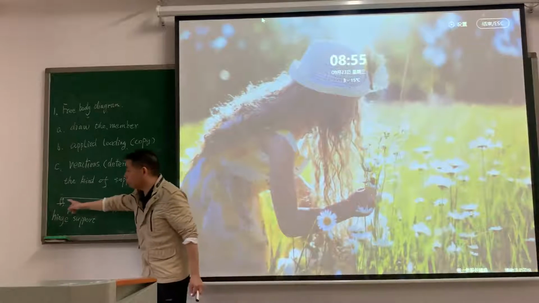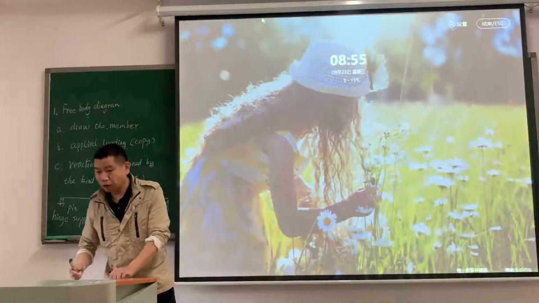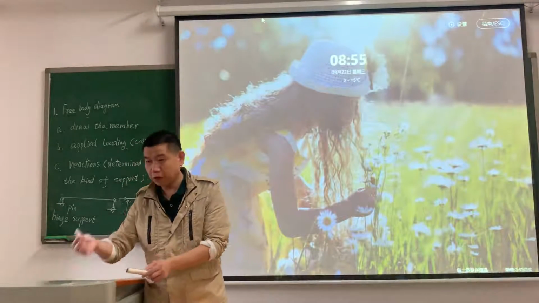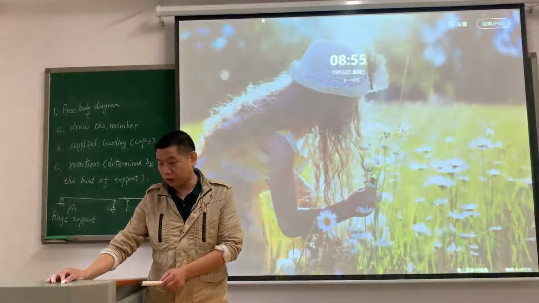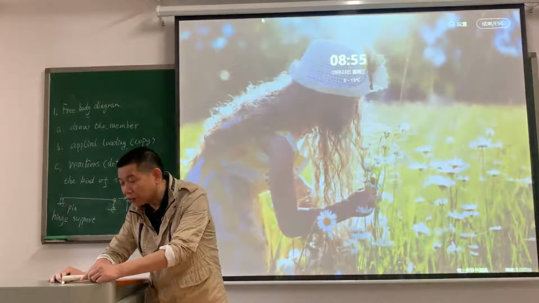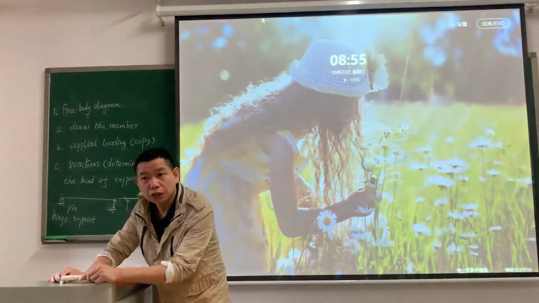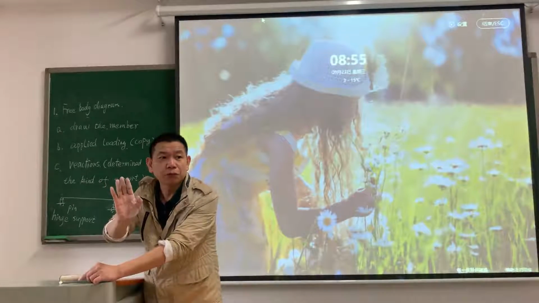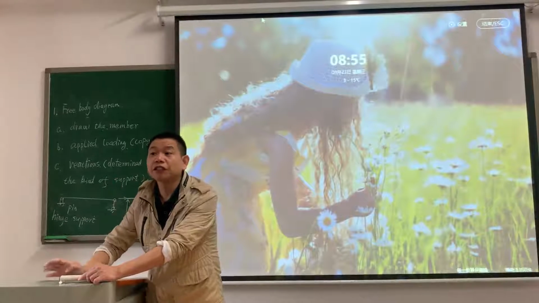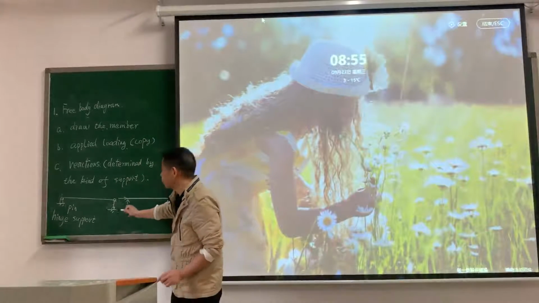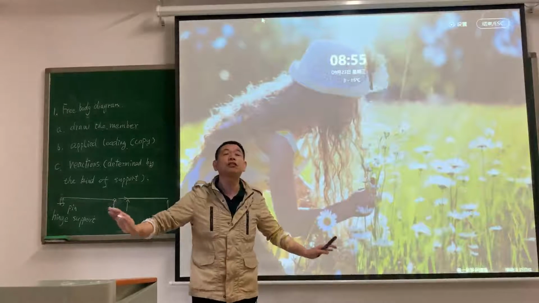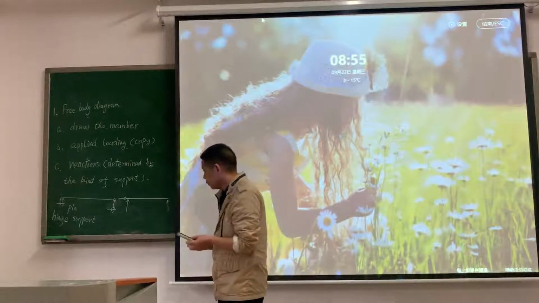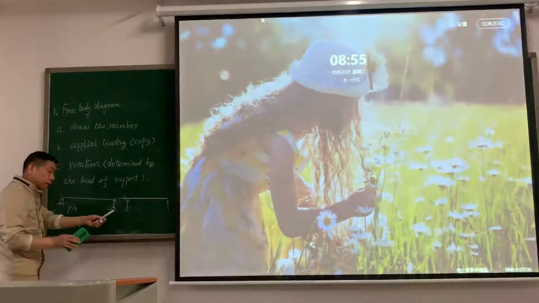But for a pin, what is the pin? For a pin, when held fixed, it can't move horizontally and it can't move vertically. It can't move in two directions. So there are two forces, and that's the difference. Copy it.